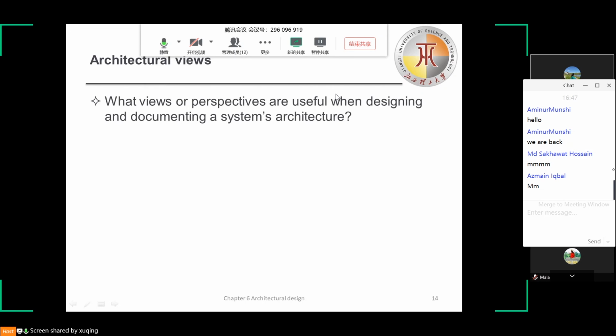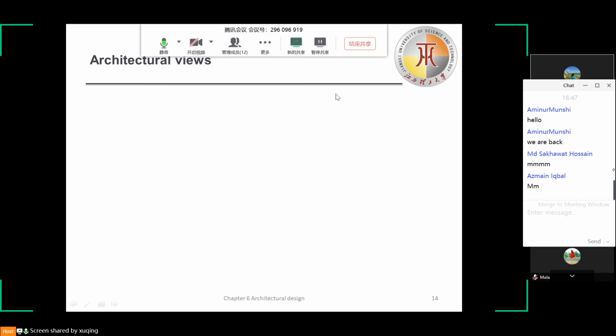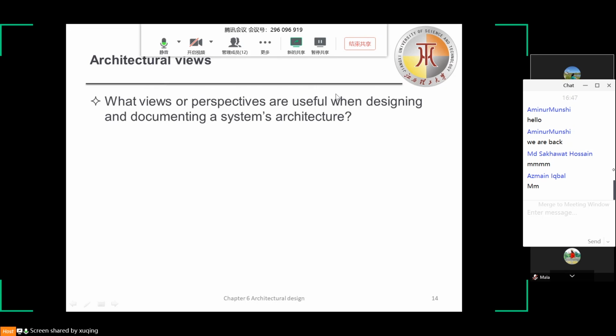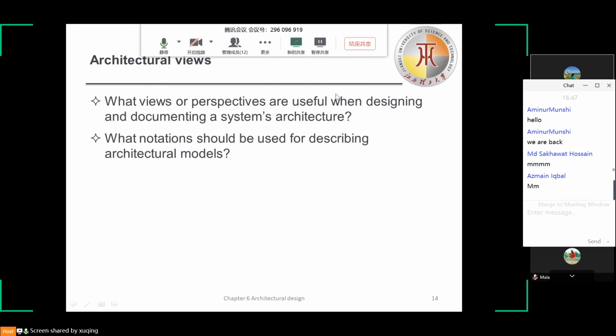Here, we will discuss two architectural views, two issues that are relevant to software requirements and design. The first one is what views or perspectives are useful when designing and documenting a system's architecture. The second is what notations should be used for describing architectural models.